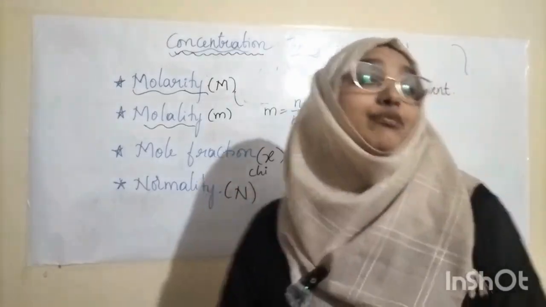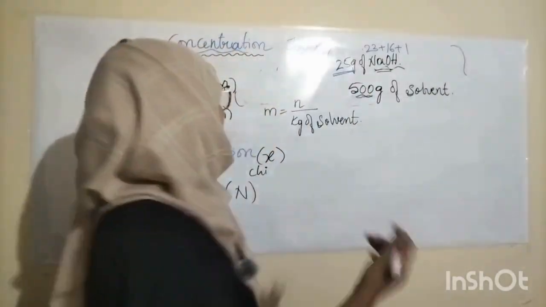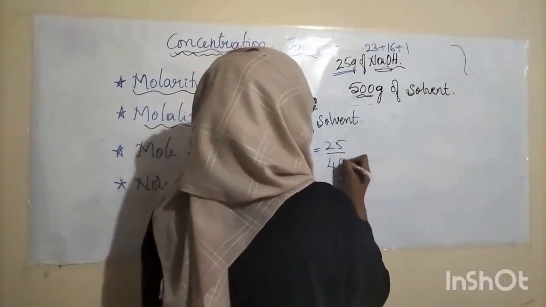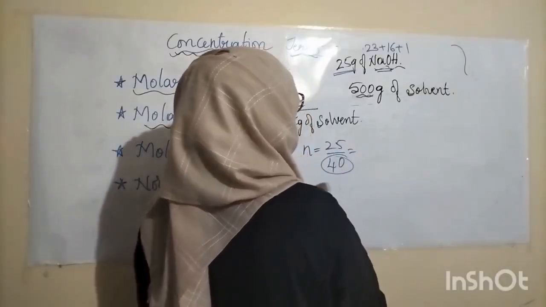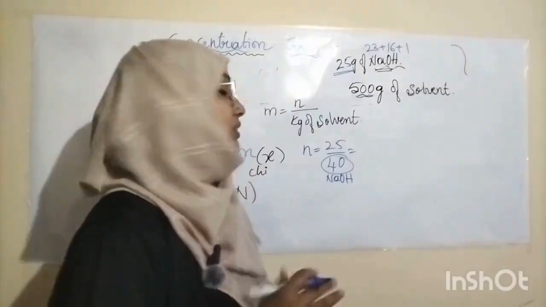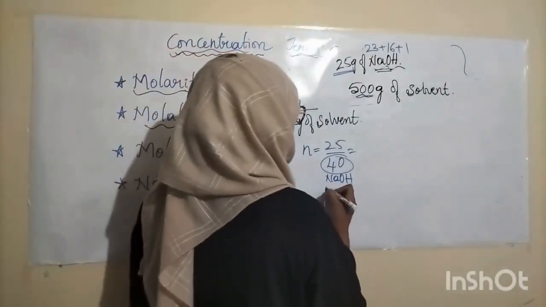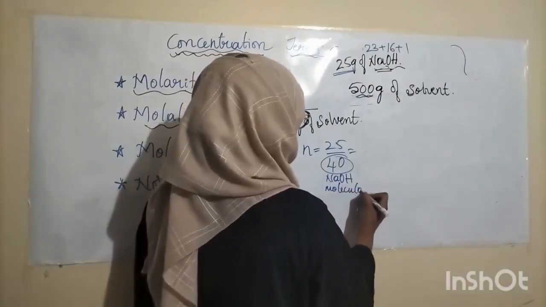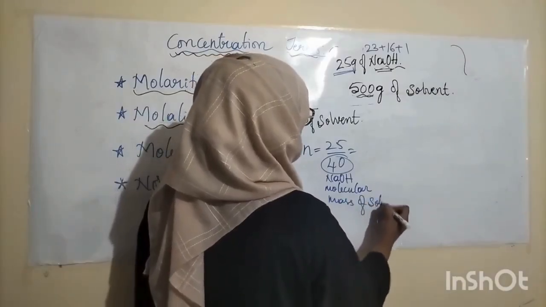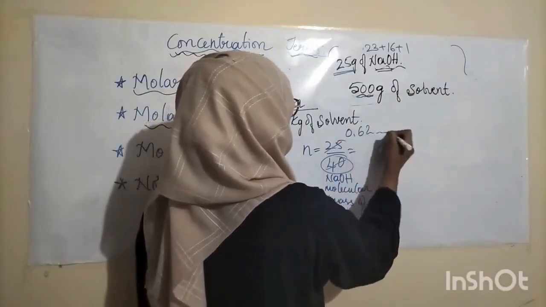Now, do we have the number of moles of our solute directly? No. Again, what do we have to do? We have to calculate the number of moles. We just did that, 25 by 40. This is the molecular mass of NaOH. I am just repeating so that you have clarity about what type of numbers we are considering here. So this is the molecular mass of solute. Right. So now this is the same thing, 0.62 or so.